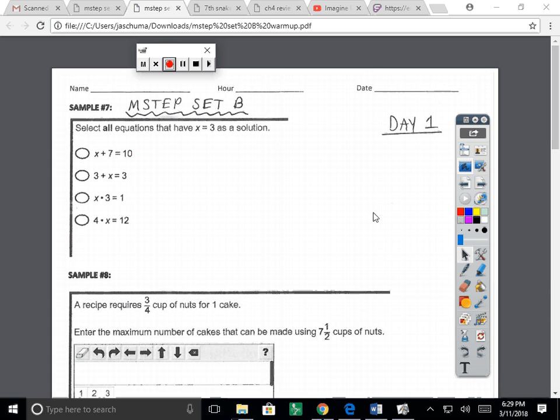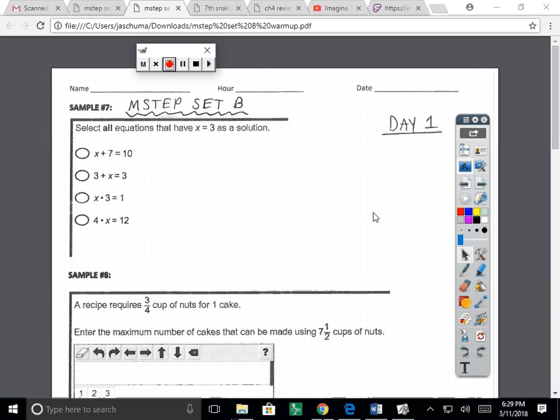This video is to show you the steps and the answers that belong with our MSTEP set B warm-up. This is really a warm-up process, which usually we would check together in class, but with me gone, it's going to be helpful maybe for you to see some thinking at the board and make some changes accordingly so that you have some good answers and some good recorded work.